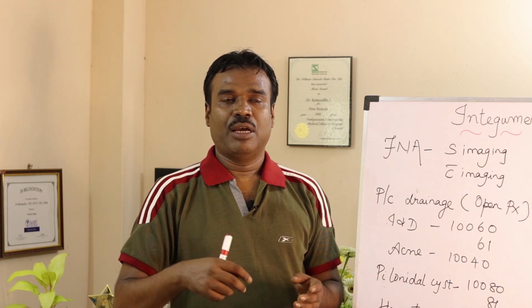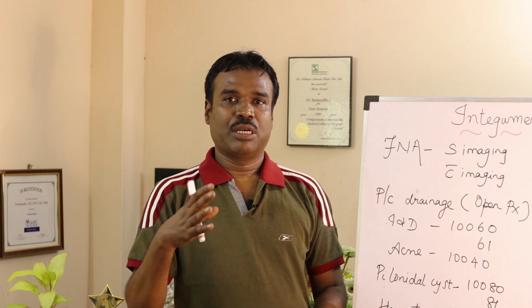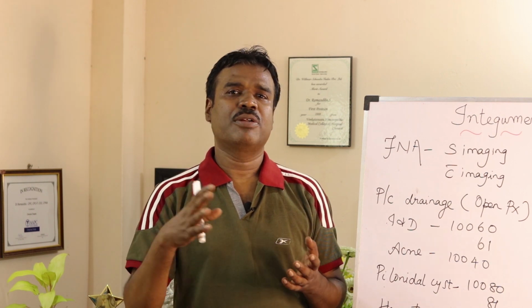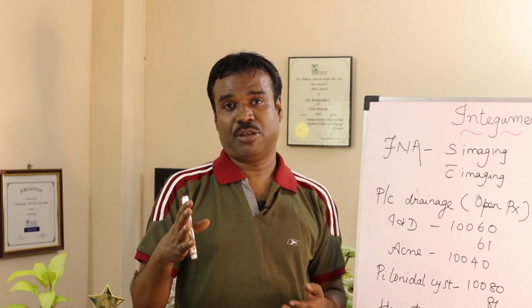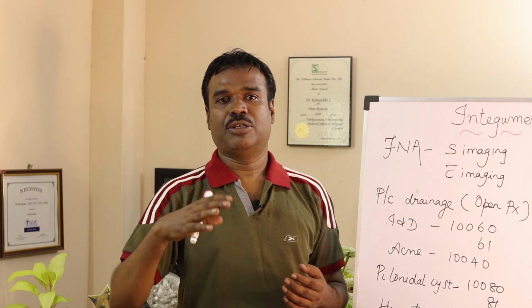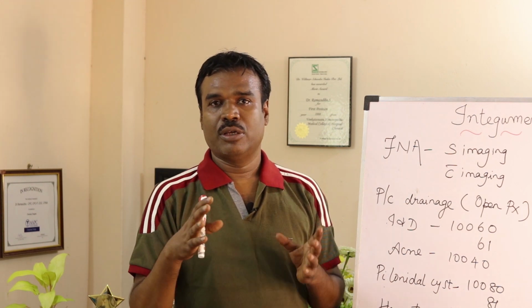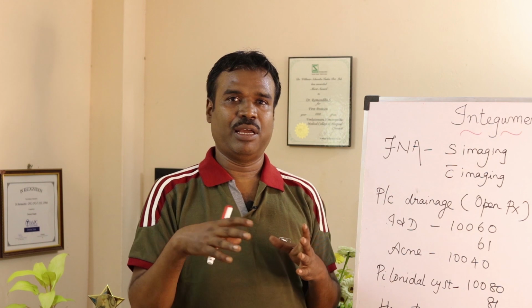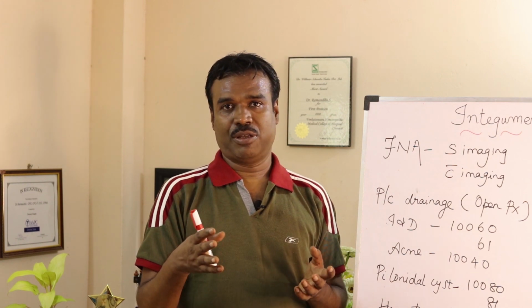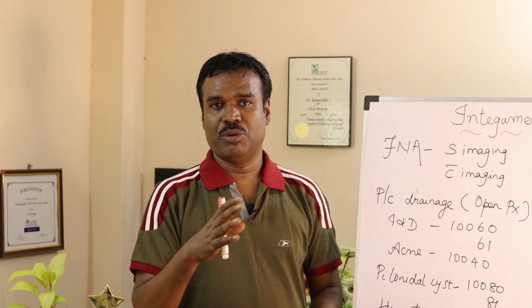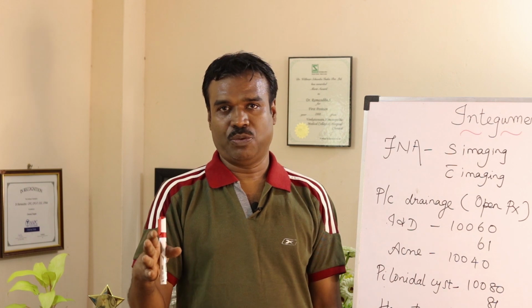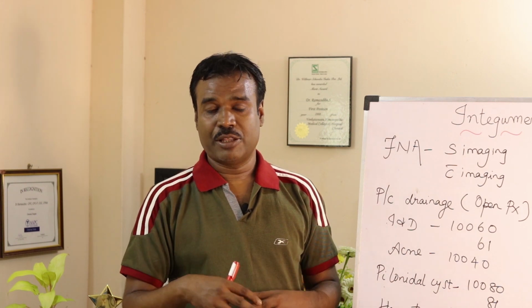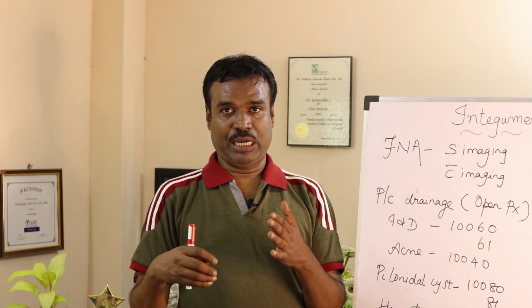Now, as I said, the coding is based on the condition. So now we come to the commonest dermatological conditions like abscess: 10060, 10061. The codes that you need to give for a carbuncle or for any abscess or pus are 10060 and 10061. The codes are again classified by whether it is simple or complicated.